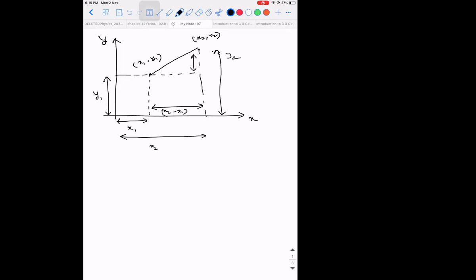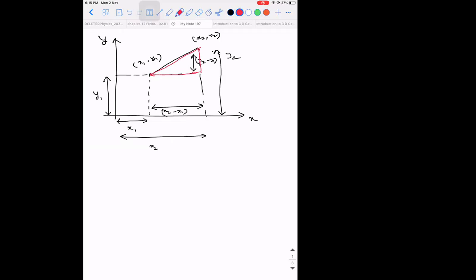And this distance is y2 minus y1. So what is that you're able to get? You're able to find a right angle triangle here.